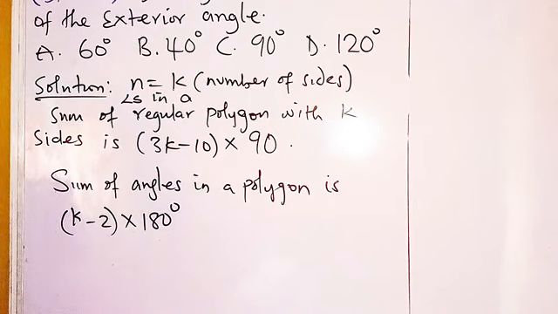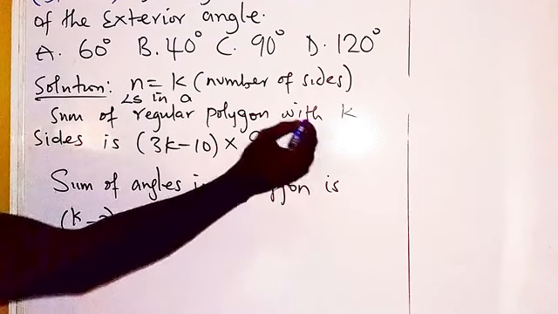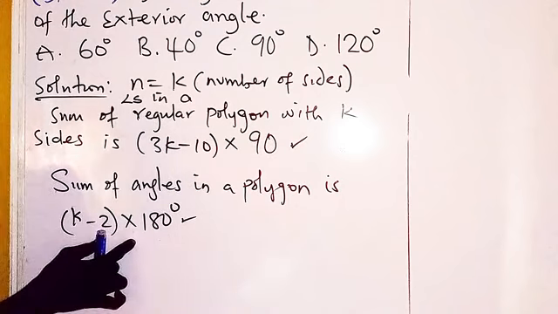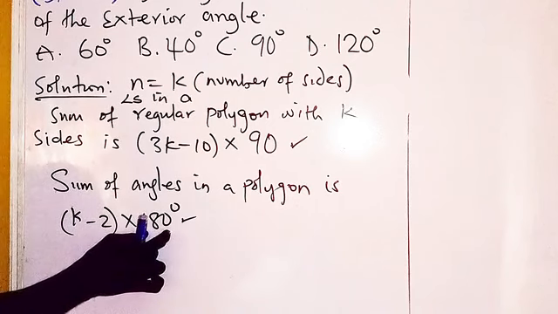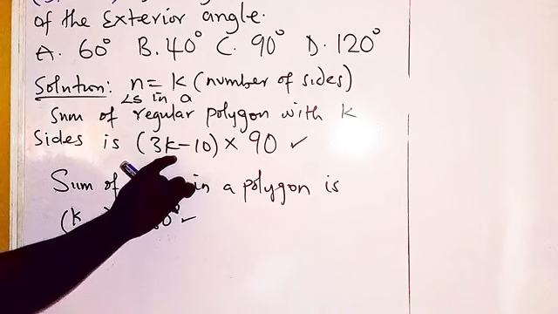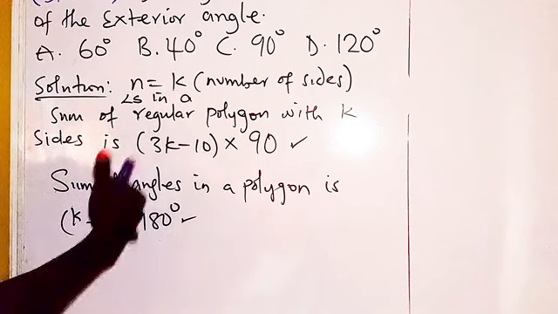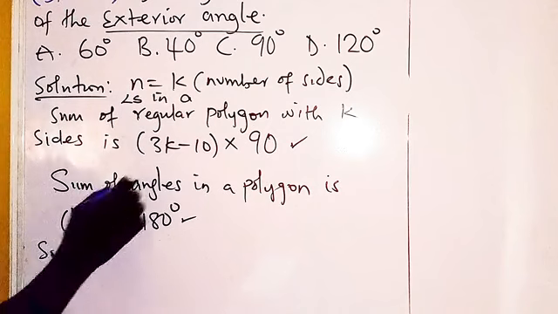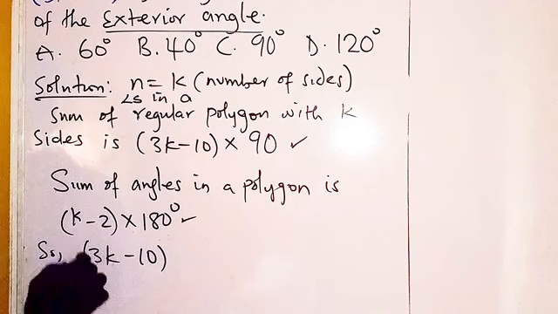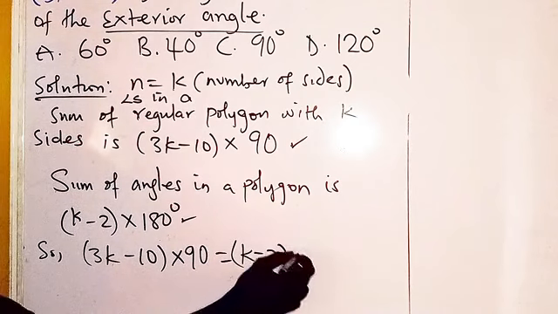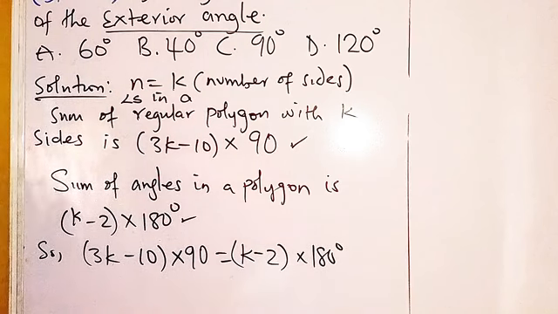So therefore, what we are going to do now is equate this and this together, since they are the same thing. Generally, if you want to find this, this is the formula we are going to use, k minus 2 multiplied by 180. And particularly, this is 3k minus 10 multiplied by 90. Now we need to get the value of k, that is the number of sides, before we can get the exterior angle that we are looking for. I want you to listen attentively. So we're going to have 3k minus 10 multiplied by 90 equals k minus 2, then multiplied by 180 degrees. So we equate it like this.